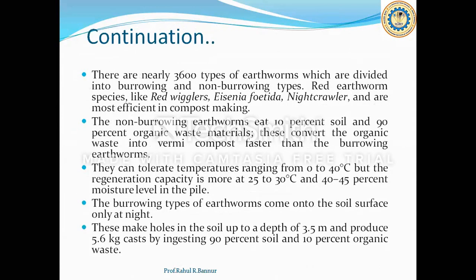There are nearly 3,600 types of earthworms. The very popular worms are red earthworms, red irregular, Eisenia fetida, nightcrawler, etc. The non-burrowing earthworms eat 10% soil and 90% organic waste material. These convert organic waste into vermicompost faster than burrowing earthworms. They can tolerate temperatures ranging from 0 to 40 degrees Celsius, but the regeneration capacity is more at 20 to 30 degrees Celsius and 40 to 45% moisture level in the pile.